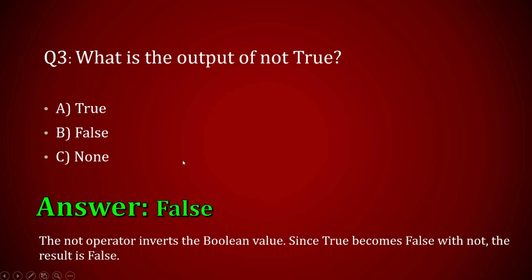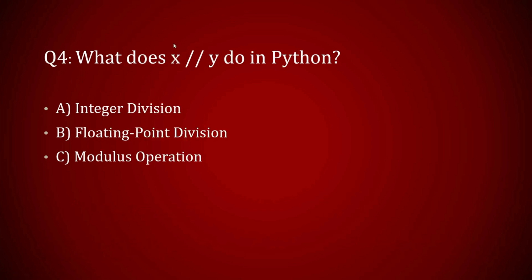Now let's proceed to question number 4. So the fourth question is, what does x // y do in Python? We already know a single slash is a division operator. So now what does double slash mean? Okay, what does it do basically in Python? So we have options A, integer division, B, floating point division, C, modulus operation. Okay, your time starts now.